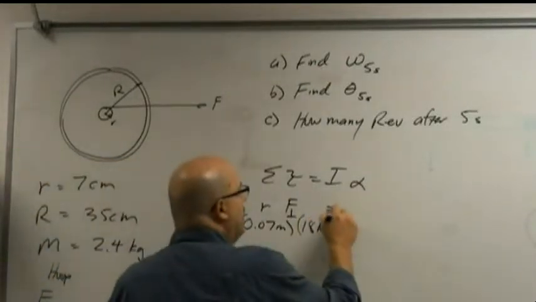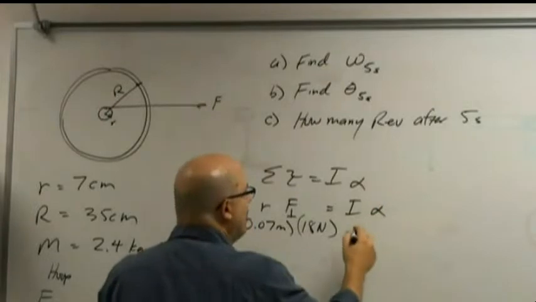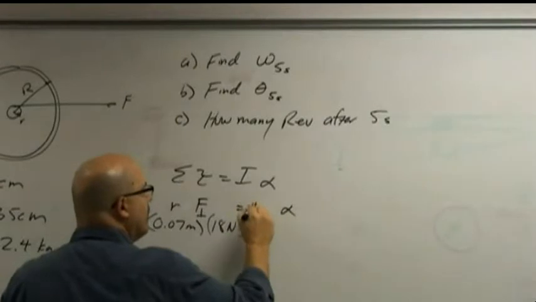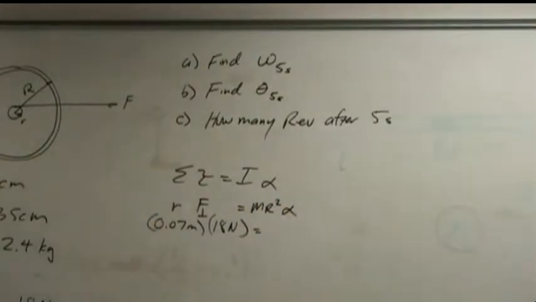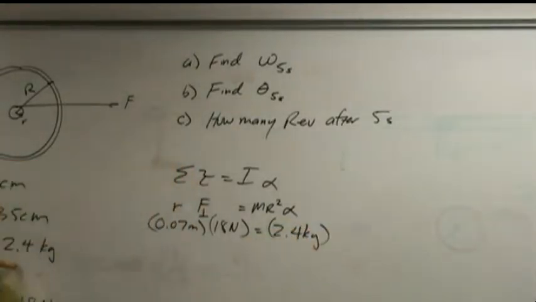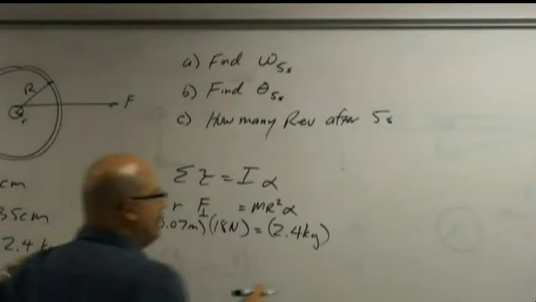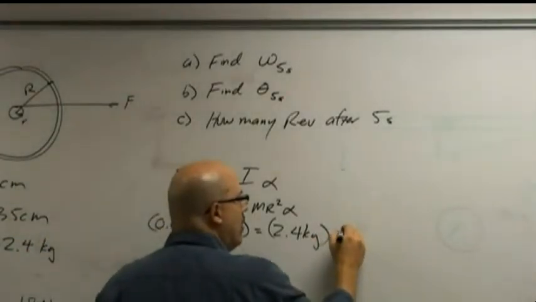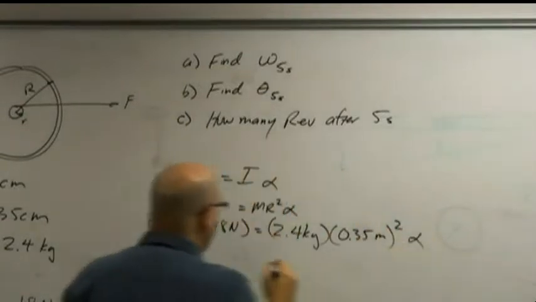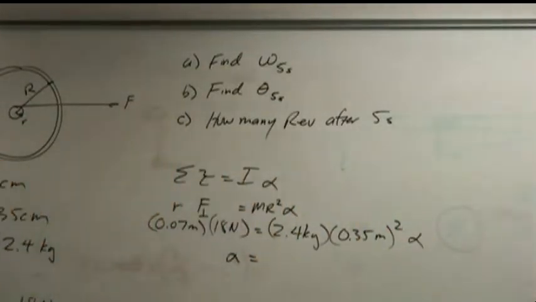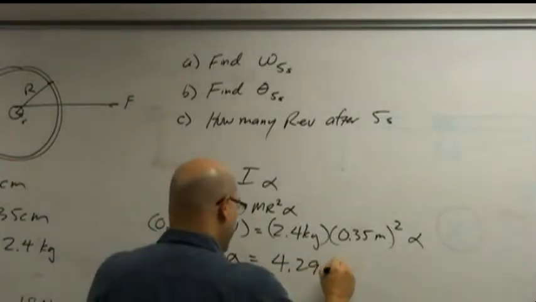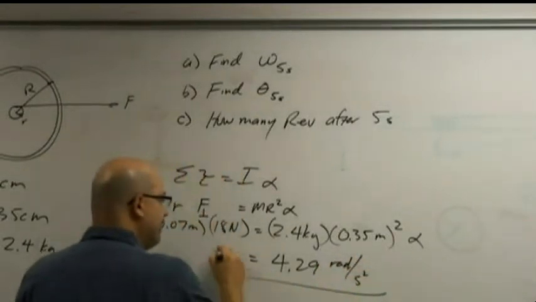All right, moment of inertia times alpha. Our moment of inertia for us is MR squared. In this one, our mass is 2.4 and our radius is this time 35, right? That's the radius to where our mass is. So 0.35 meters squared times alpha. So we can find alpha. Alpha turns out to be 4.29. Is that right? Yeah, rads per second squared.